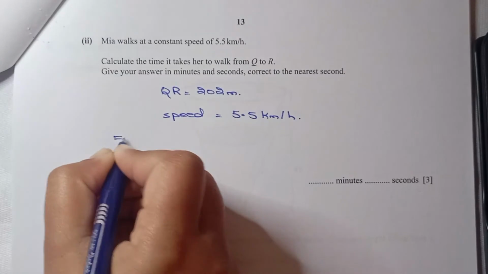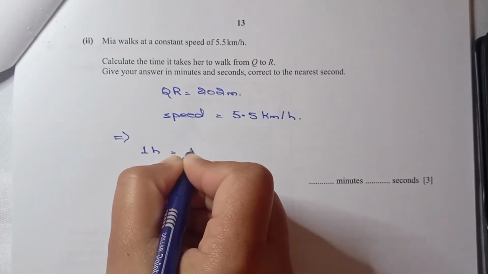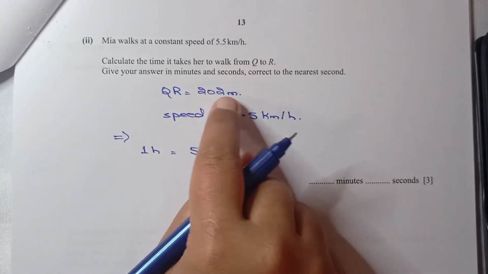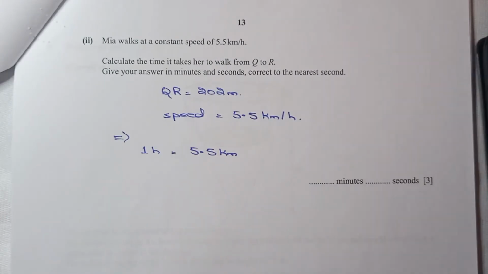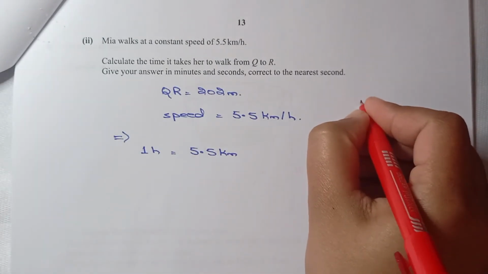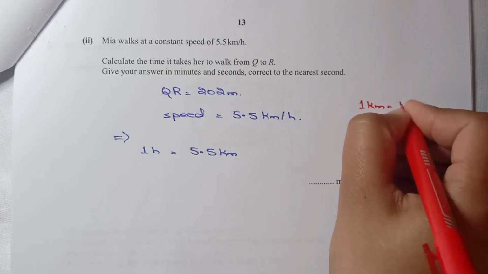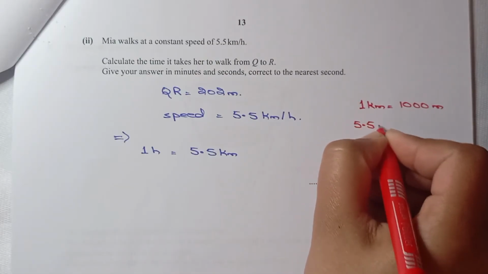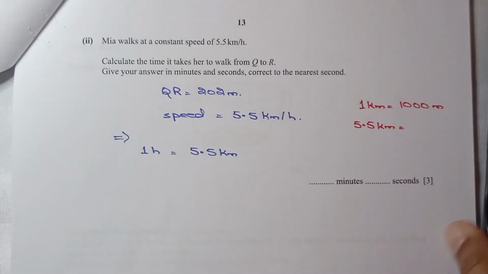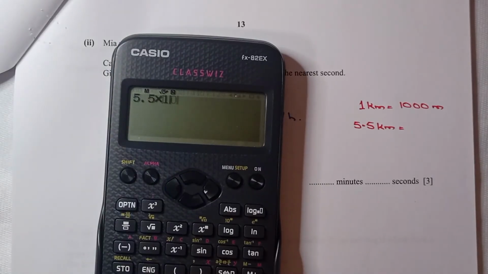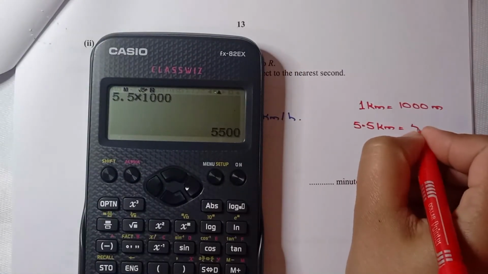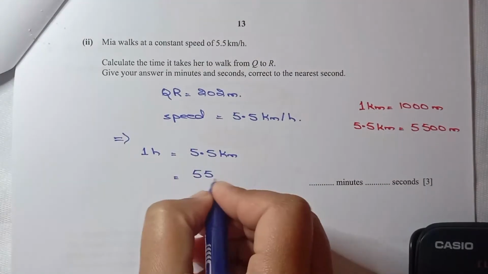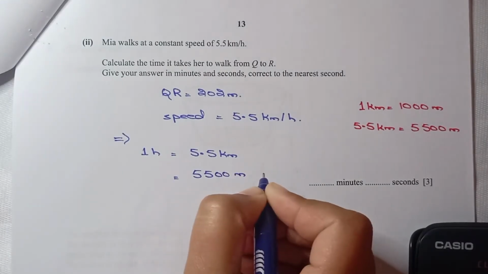So it means in 1 hour she covered 5.5 kilometer. Since the distance between Q to R is in terms of meters, we need to convert this kilometer into meter by using the conversion that 1 kilometer is equivalent to 1000 meters. So what would be 5.5 kilometer? This would be equal to 5.5 times 1000, this would be 5500 meters. Okay, so 5500 meters in 1 hour.